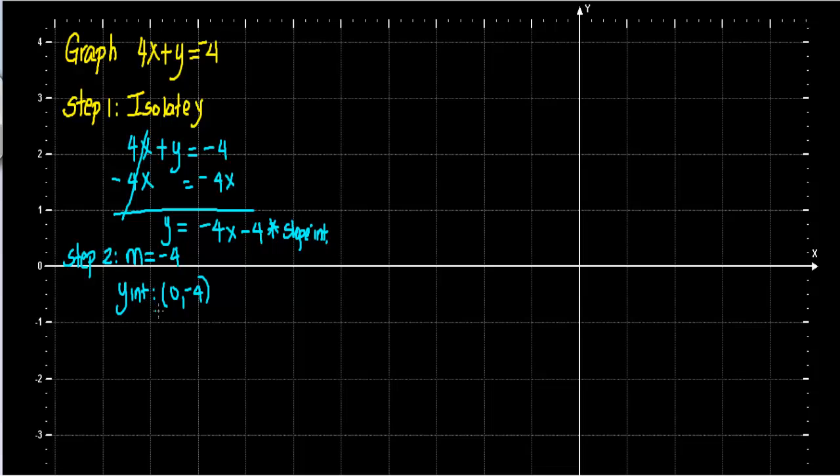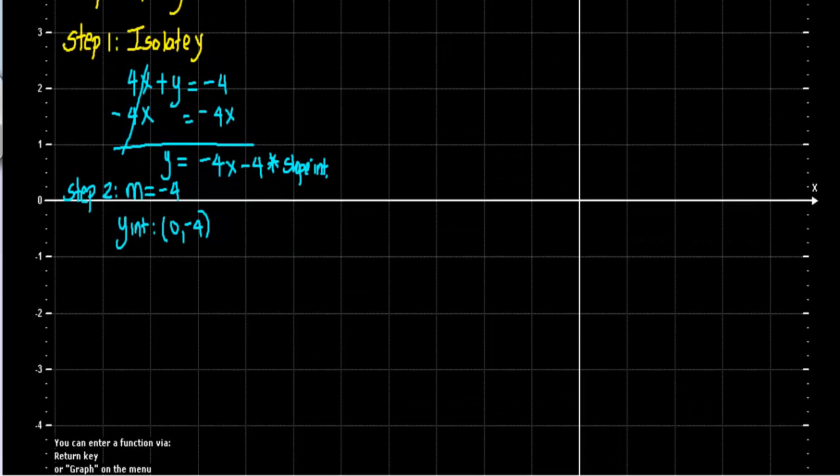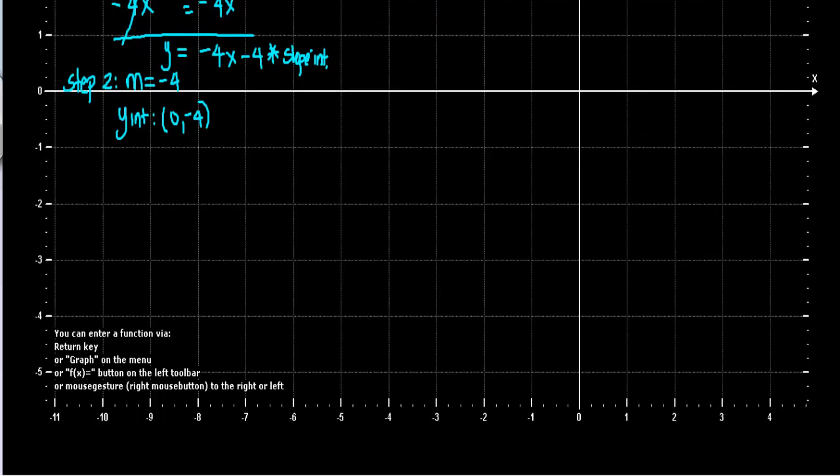And I get -4 as my y-intercept. And for this example, my y-intercept is right here at -4, and since my slope is -4, I can't go down 4 because I don't have enough space on my graph, okay?